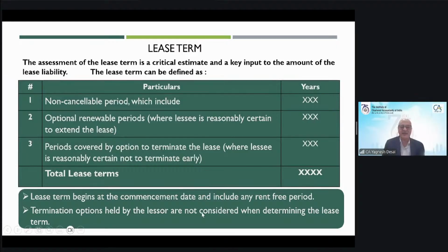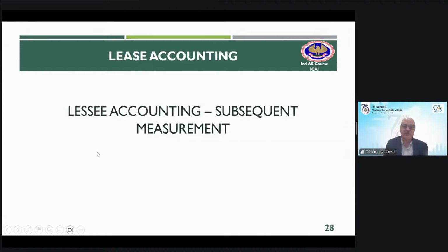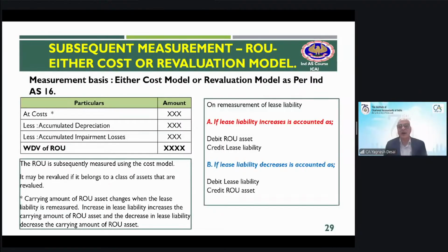Termination options held by the lessor are not considered. Very important. If the termination clause is given to the lessor, that is ignored for this, right? Now, we initially calculated the ROU. ROU, after being initially measured by Ind AS 116, goes into the lap of Ind AS 16, meaning either the cost model or the revaluation model. Initially, cost, less accumulated depreciation, less accumulated impairment, because you have to apply Ind AS 36 also.